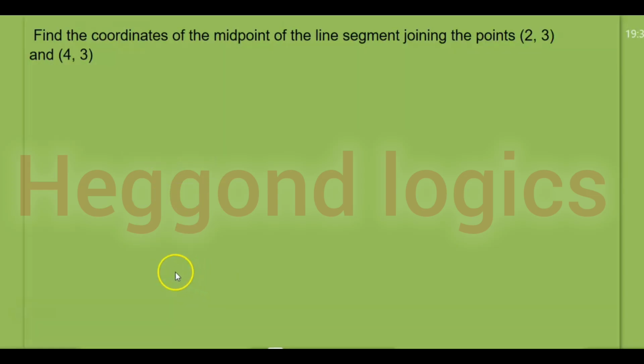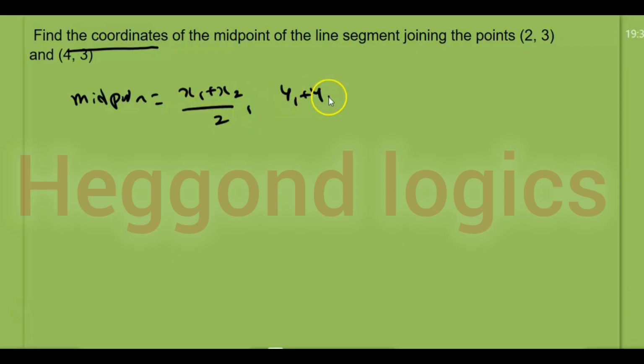Now move to the next question. Find the coordinates of the midpoint of the line segment joining the points (2, 3) and (4, 3). By using the midpoint formula, calculate the midpoint coordinates. Midpoint is equal to (x1 plus x2) divided by 2, (y1 plus y2) divided by 2.